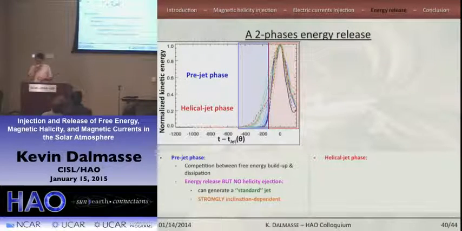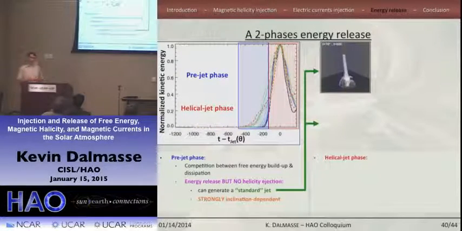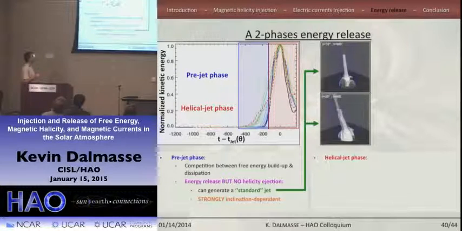During the pre-jet phase, we have a competition between free energy buildup by the photospheric motion and free energy dissipation by the reconnection at the null point. During this phase, free energy is released, but not magnetic helicity. We can observe the generation of a jet called the standard jet, and this standard jet strongly depends on the inclination of the open field.